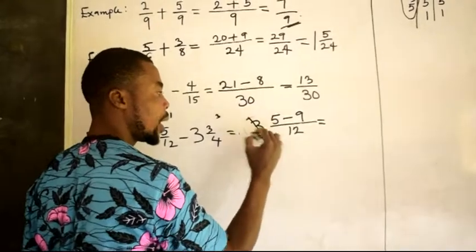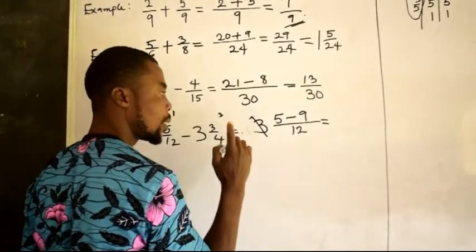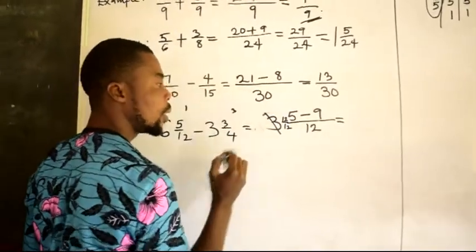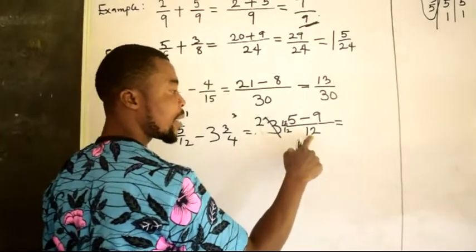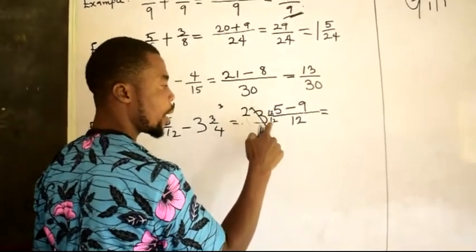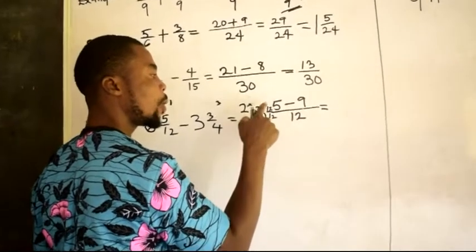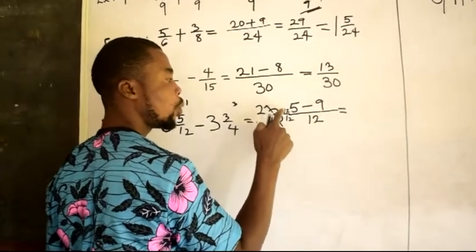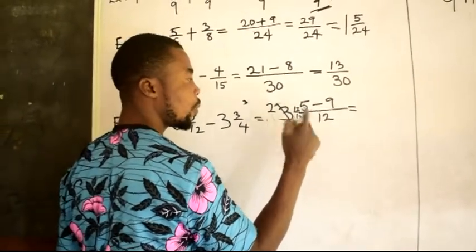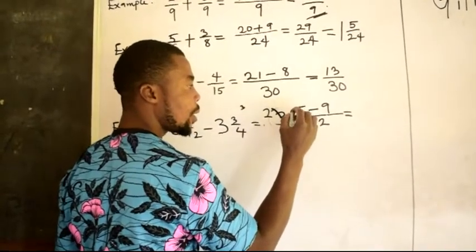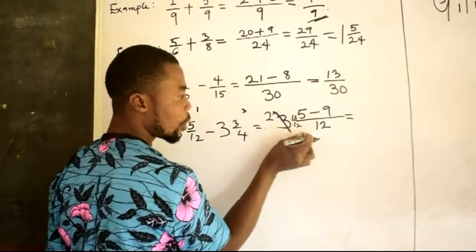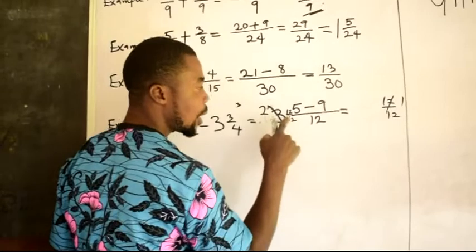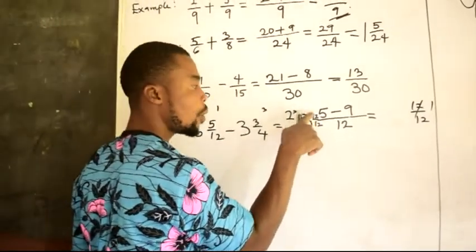You will come here and borrow 1. If you borrow 1, it will become 12 over 12. This one becomes 2. If it is 8 that is here, it will become 8 over 8. If it is 9 that is here, it will become 9 over 9. If it is 7 that is here, it will become 7 over 7. But because it is 12, you have come here to borrow 1. The 1, you convert it to a fraction. So 12 over 12 will give us 1.